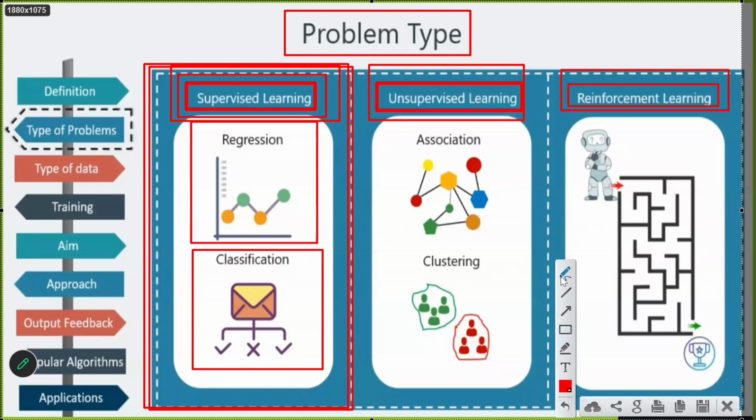So to remember, using supervised learning, we can deal with two types of problems. One is the regression problem. The second one is the classification problem. So let me explain clearly what regression means and what classification means. That is what we are going to do now. We are going to see what is regression and what is classification.